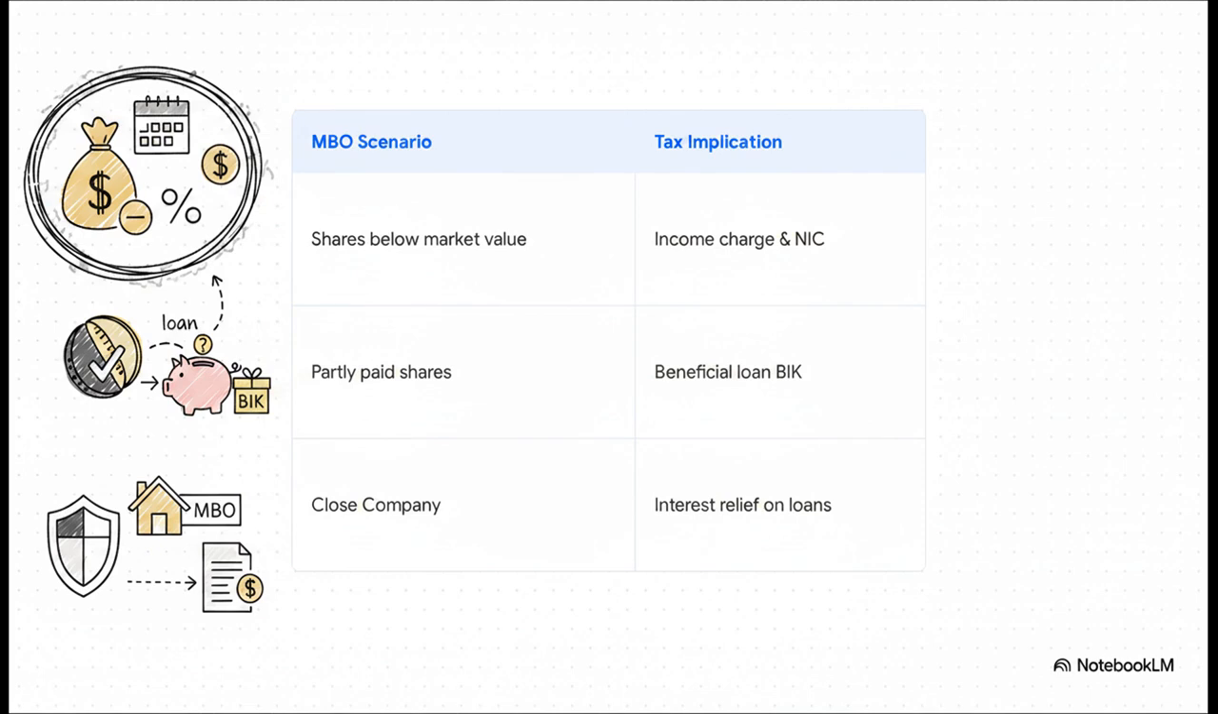First, if the managers get their shares below market value, it's not just a good deal for them, it triggers an immediate heavy employment income charge subject to both income tax and national insurance. Second, if the shares are only partly paid up front, the unpaid amount is treated as a beneficial loan, which creates a benefit in kind. But third, on a more positive note, if it's an MBO close company, the managers can claim some vital interest relief on their personal loans.